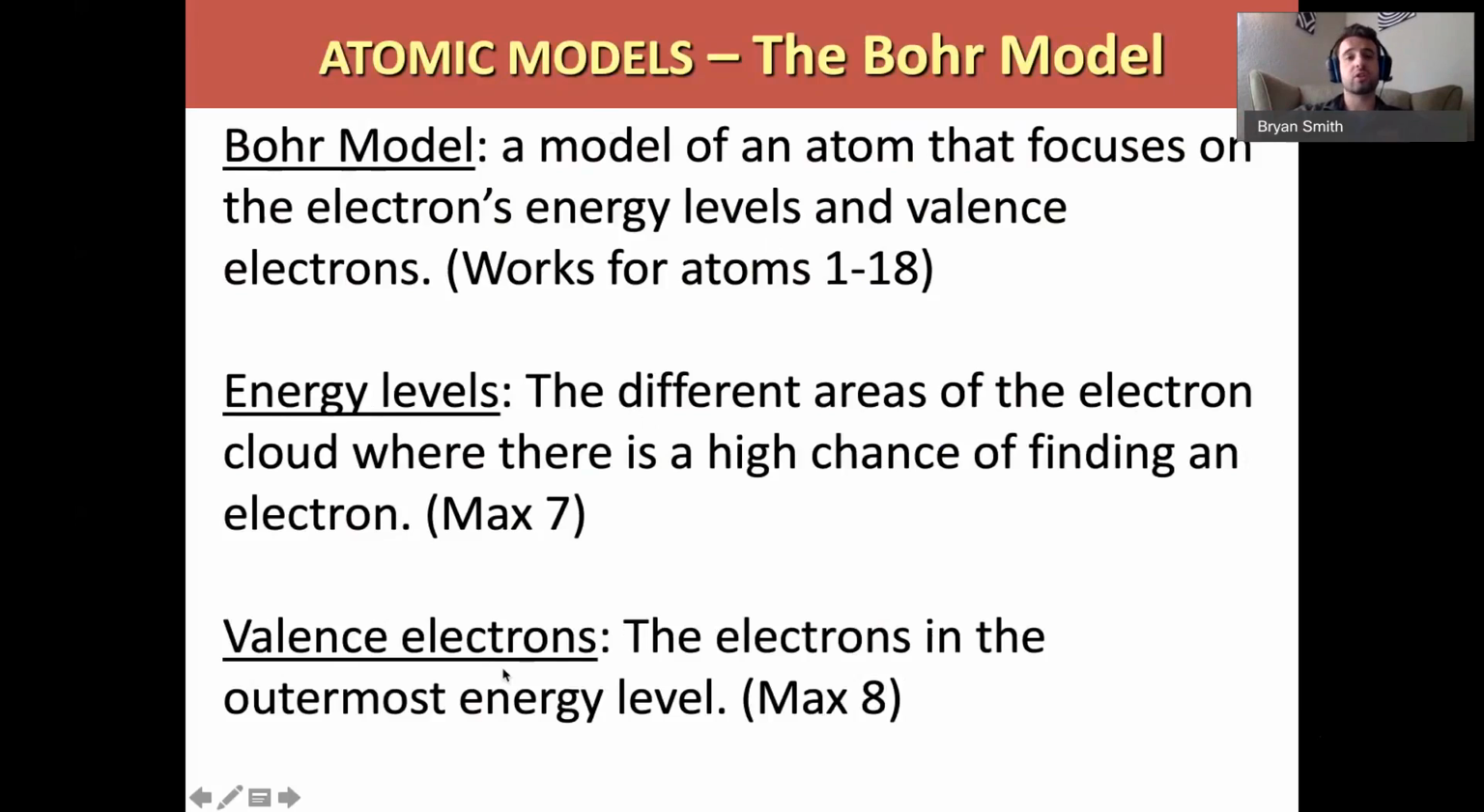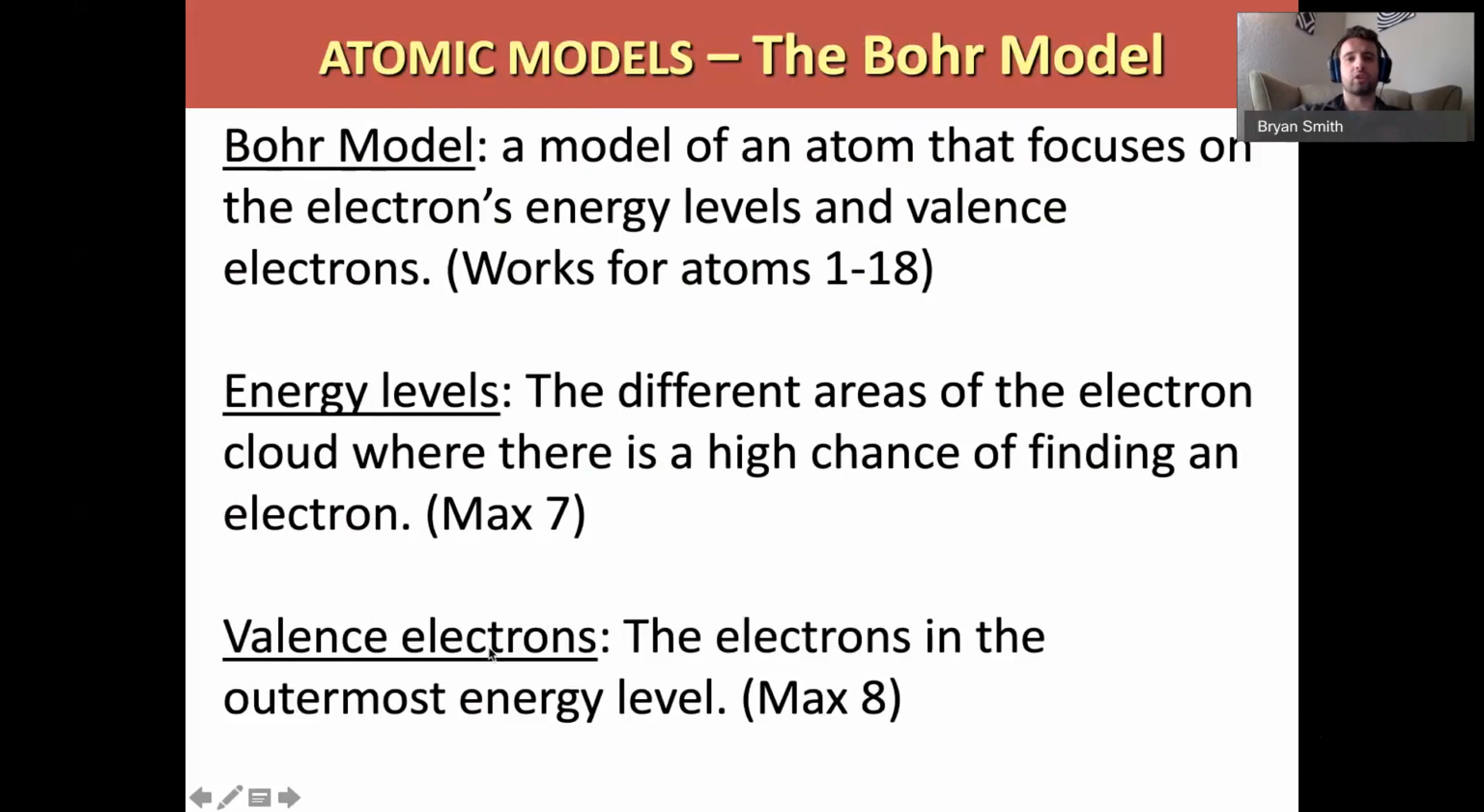Valence electrons, this is the most important term we're going to learn here today. Those are the electrons that are in the outermost energy level. So if you only have one energy level, your valence electrons are all the electrons you have on that first energy level. If you have 3 energy levels, your valence electrons are the electrons in the third energy level.